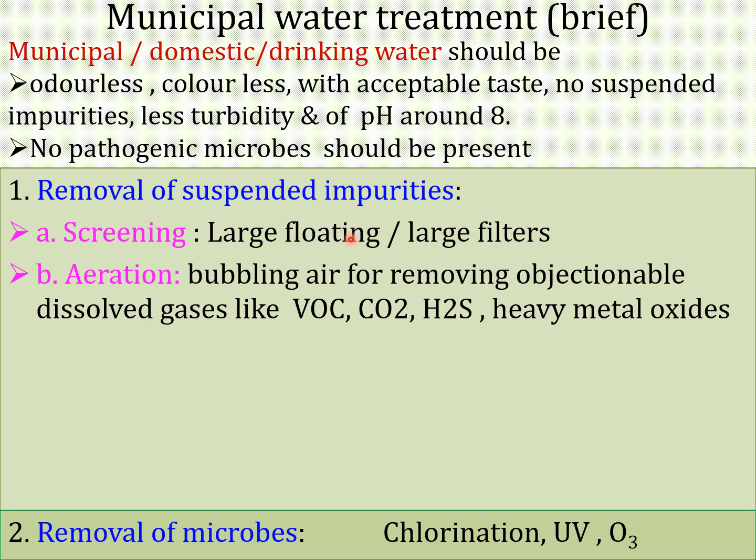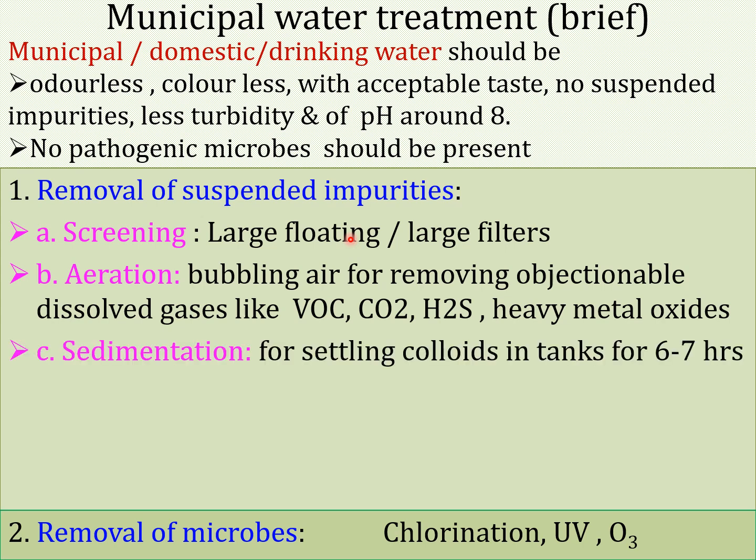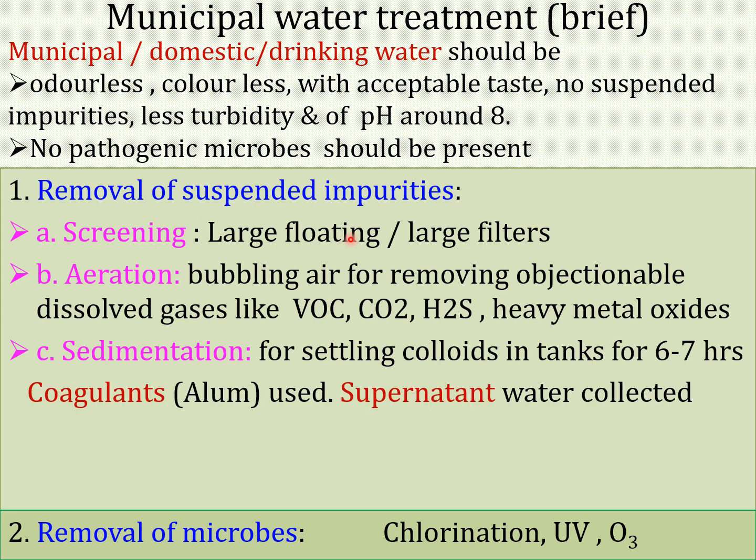How do we do that? By bubbling water through it. And why do we do that? In order to remove objectionable dissolved gases like volatile organic compounds, carbon dioxide, hydrogen sulfide, or other metal oxides. Now at the third stage, after screening and aeration, the water is allowed to stand in huge tanks.